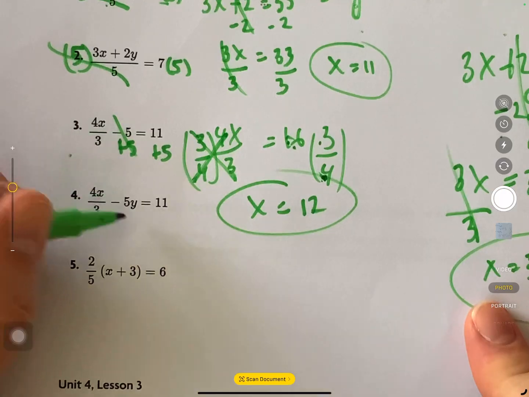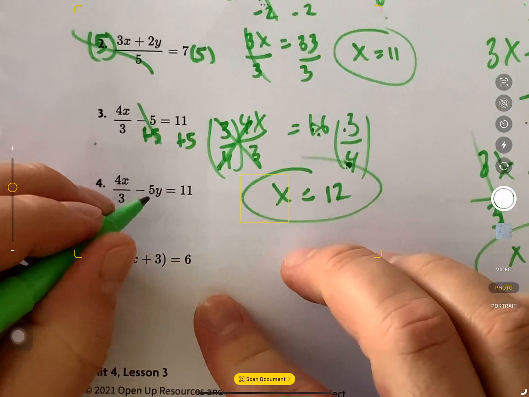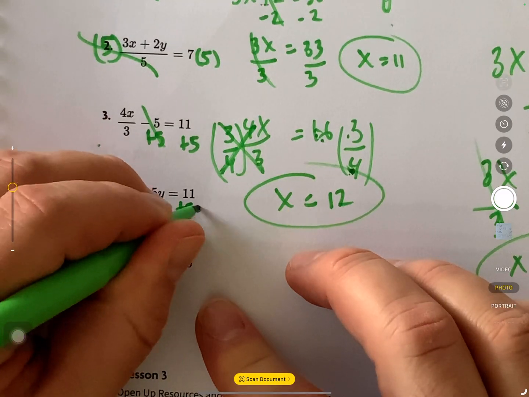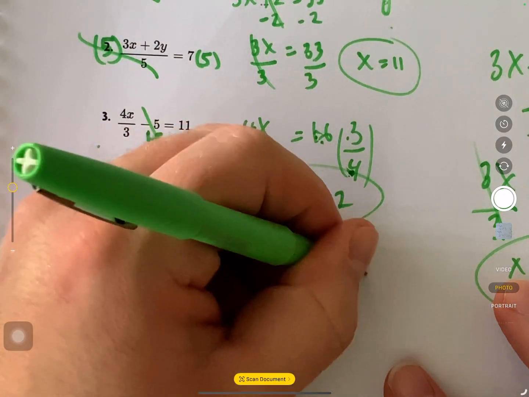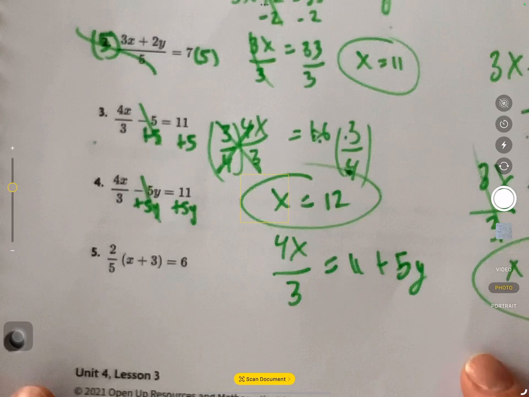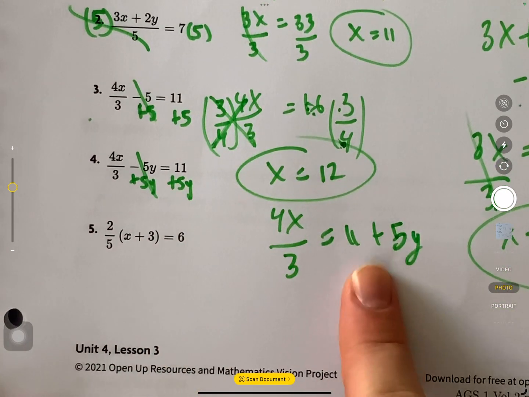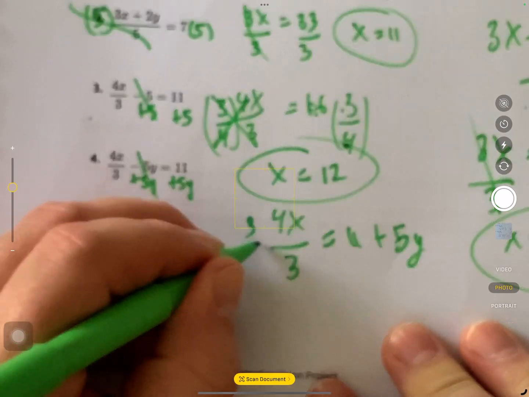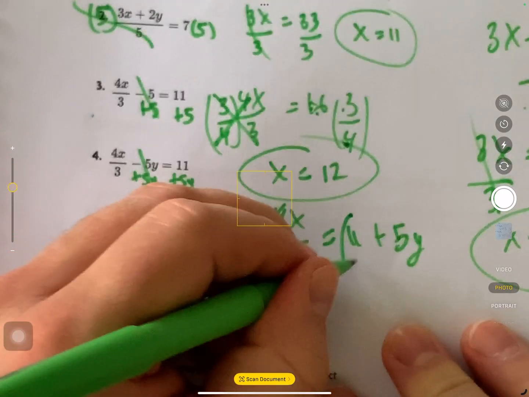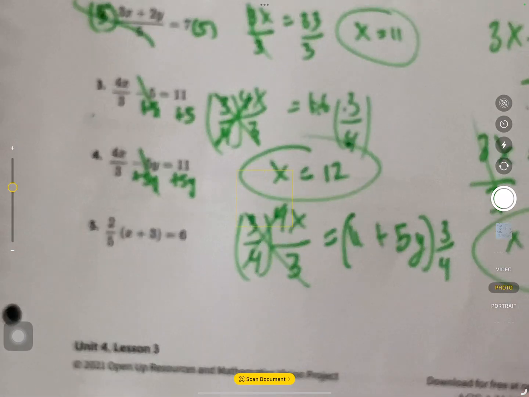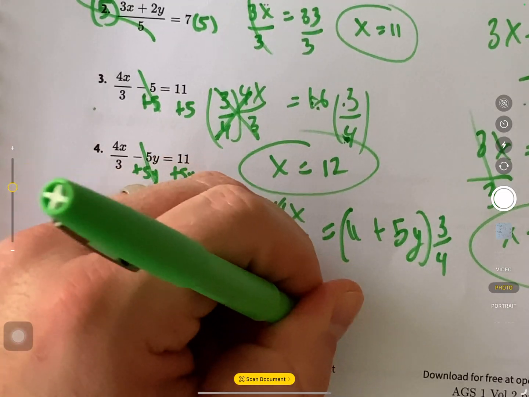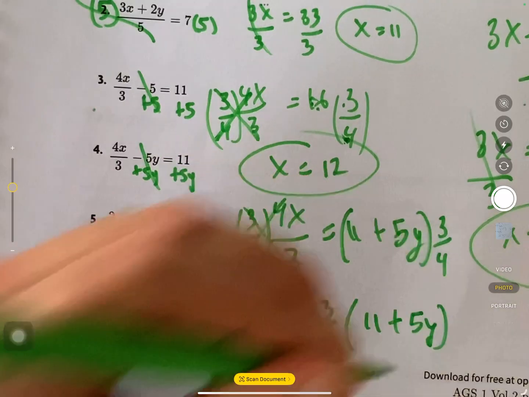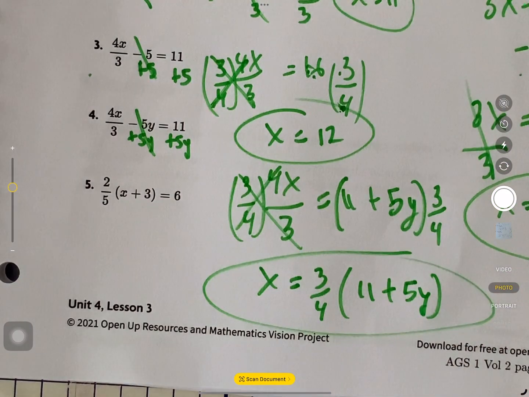Then this is the same problem, except they stuck that y in again. So shame on them. Okay, plus 5y. So 4x over 3 equals 11 plus 5y, because you can't add them because the y is there. So it has to be like this. I'm still going to do this 3/4 thing and cross these off. And then this one gets in parentheses with the 3/4 on the outside like that. And honestly, I might just leave it like that, like 3/4 times 11 plus 5y. Because what's the point of me doing 3/4 times 11 and 3/4 times 5y? I don't want to.